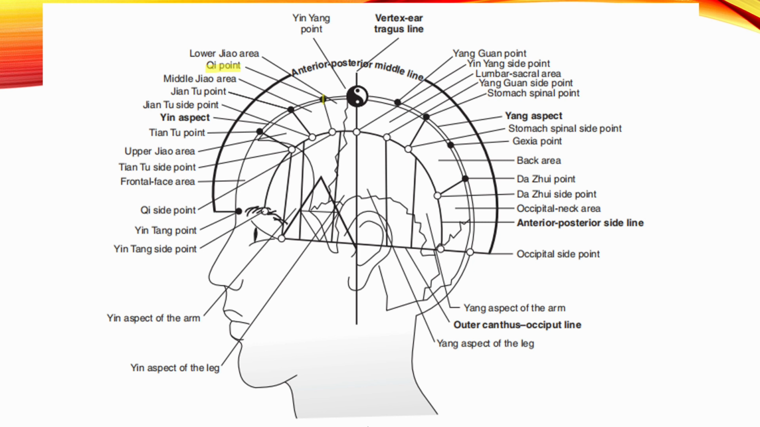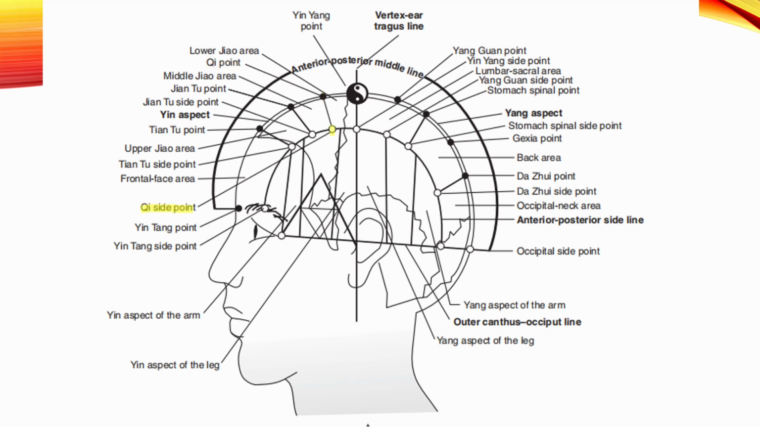Chi point, umbilicus. This is the posterior 1/3 point on the line running from the Tian 2 point to the Yin-Yang point. Chi side point. This is the posterior 1/3 point on the line running from the Tian 2 side point to the Yin-Yang side point.